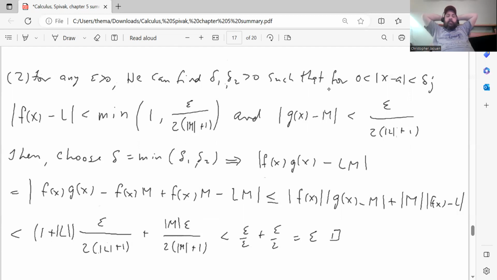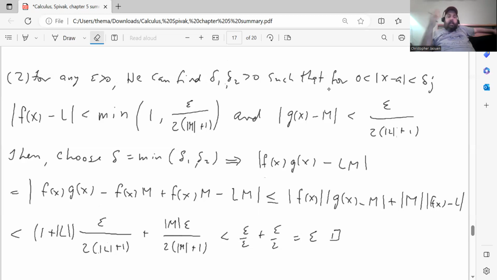That implies that absolute value f of x g of x minus LM is equal to absolute value f of x g of x minus f of x M plus f of x M, so minus LM. Again, this is equal because it's like I added 0 here, right? This sums to 0. And that's by the triangle inequality and properties of absolute values. That's less than or equal to absolute value f of x times absolute value g of x minus M plus absolute value M times absolute value f of x minus L.